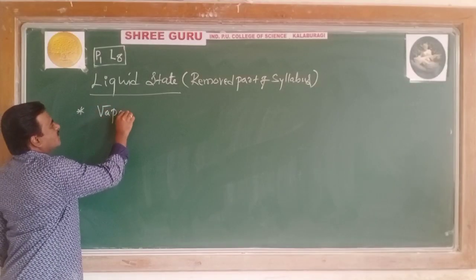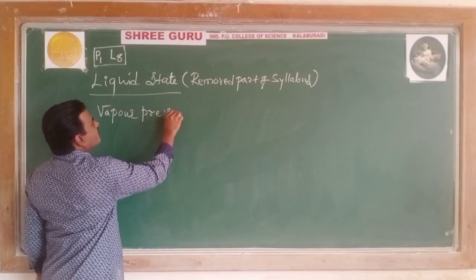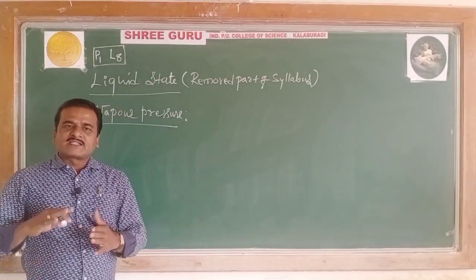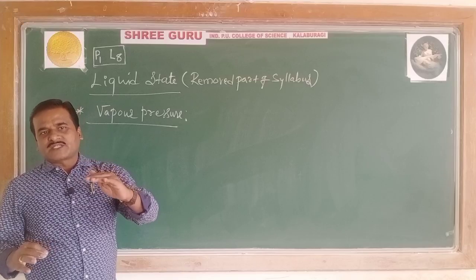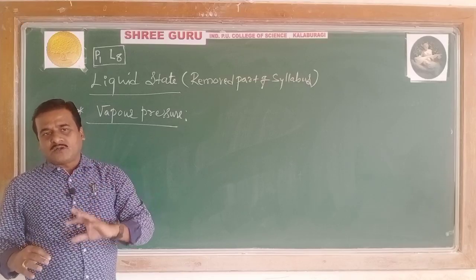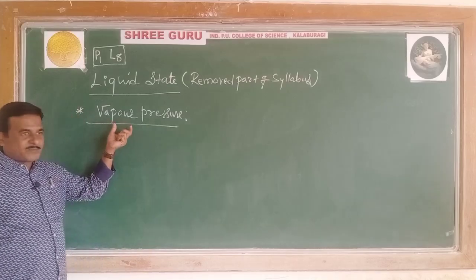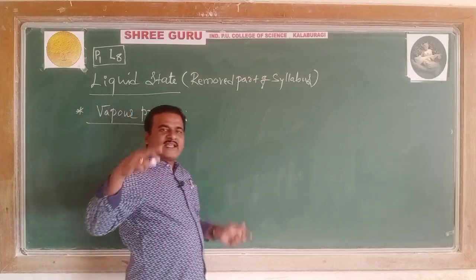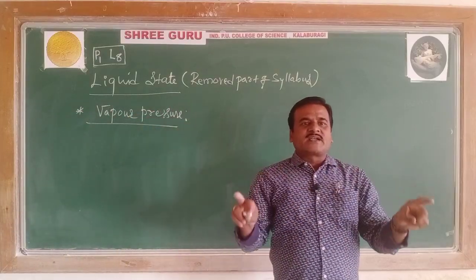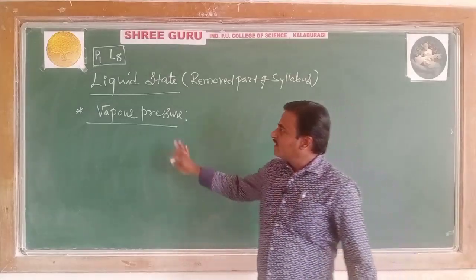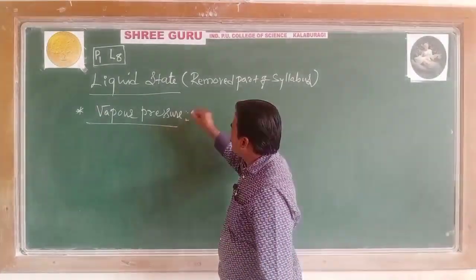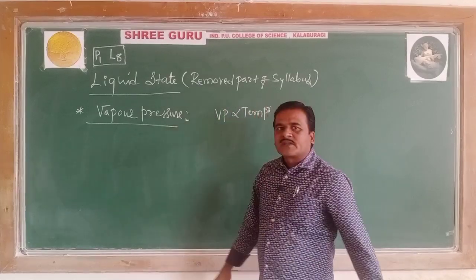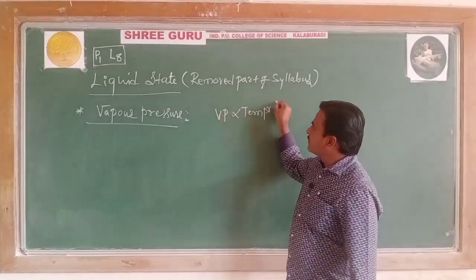The first point is vapor pressure. So what is this vapor pressure? Well, dear students, it is the pressure exerted by the vapors of the liquid when it is in equilibrium with the liquid at a given condition of temperature, what is called vapor pressure. And do remember, this vapor pressure of a liquid is directly proportional to the temperature of the liquid. The more the temperature, the more the vapor pressure of a liquid.